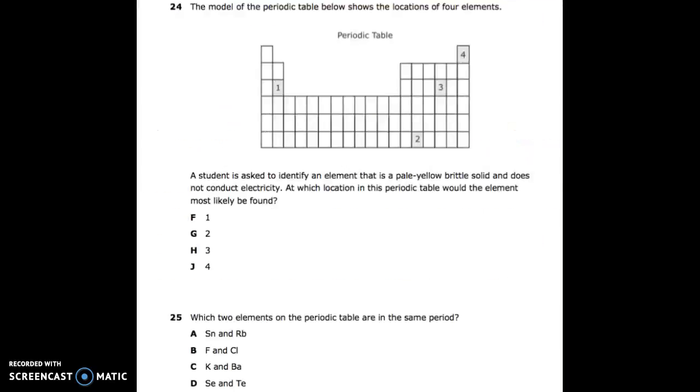Number 24. The model of the periodic table below shows the location of 4 elements, numbered 1, 2, 3, and 4. A student is asked to identify an element that is a pale yellow brittle solid and does not conduct electricity. At what location in this periodic table would the element most likely be found?